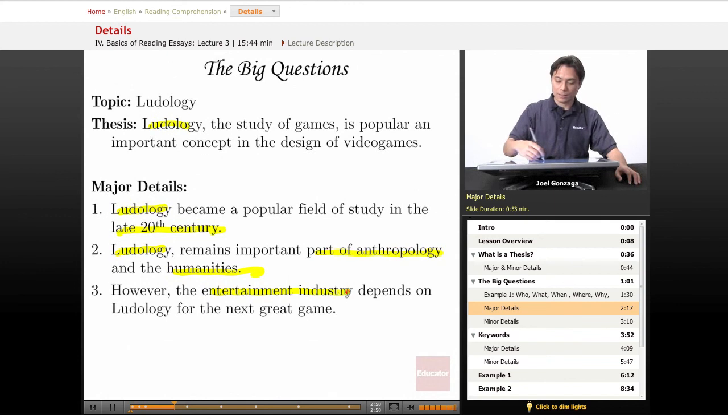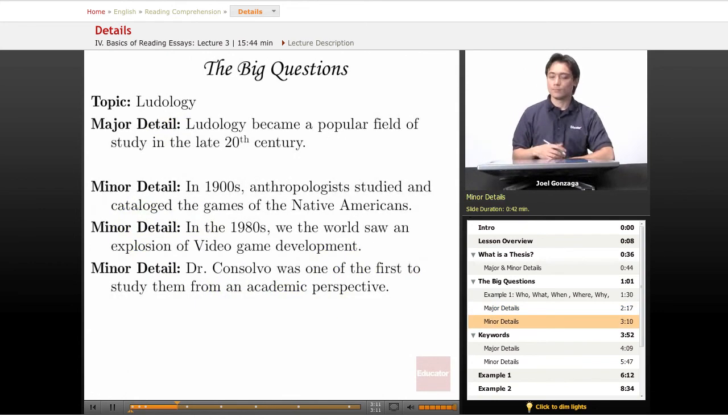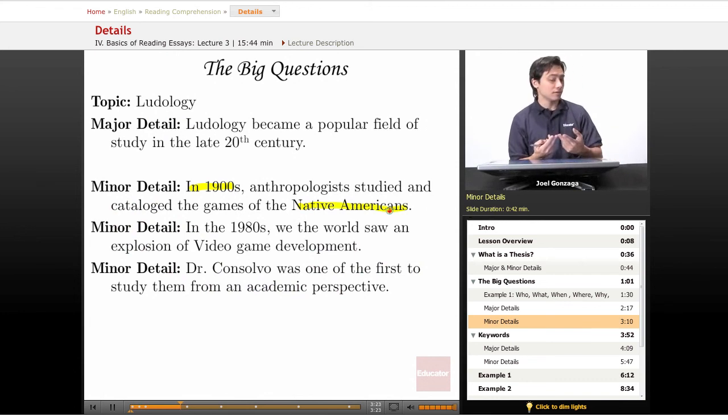However, the entertainment industry depends on ludology for the next great game. So, the entertainment industry is made up of people. This again answers a who question. Who studies ludology? Another example. In the 1900s, anthropologists studied and cataloged the games of Native Americans. Well, that's interesting because it's kind of answering two questions, isn't it? It's answering a who question, but also a when question.